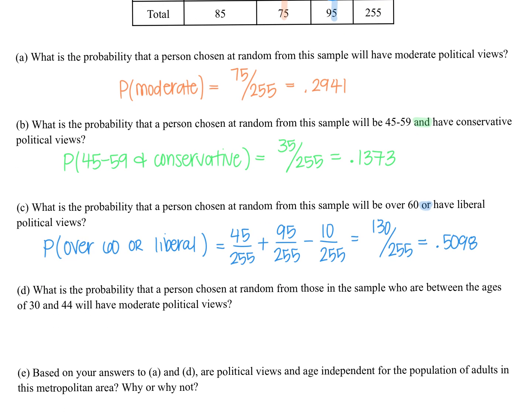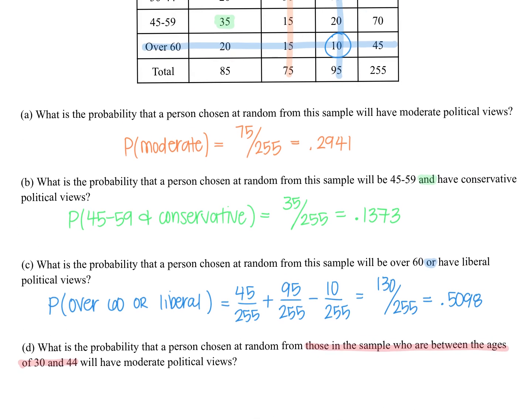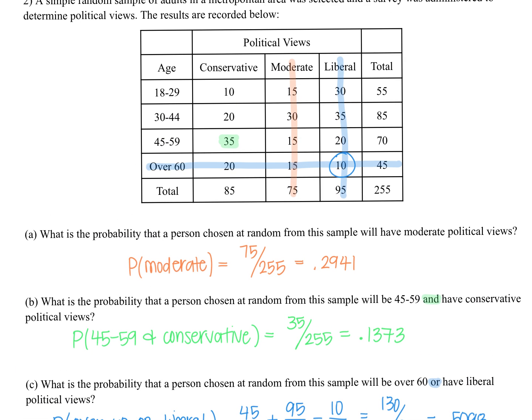The next one says, what is the probability that a person chosen at random from those in the sample who are between the ages of 30 and 44 will have moderate political views? So this one is saying that we were specifically looking for those in the sample who are between the ages of 30 and 44. So this is an example of conditional probability, so the given. So we're saying that given someone is 30 to 44, so we only care about the row of 30 to 44. Of those people, how many of them have moderate political views?